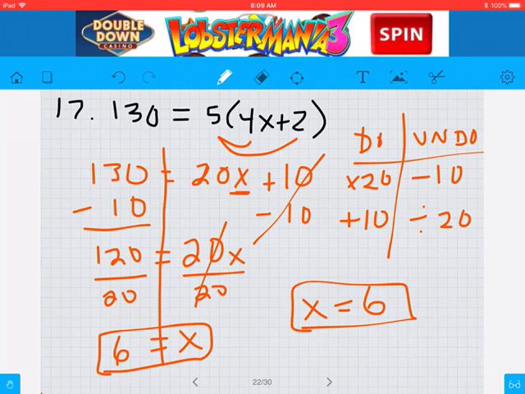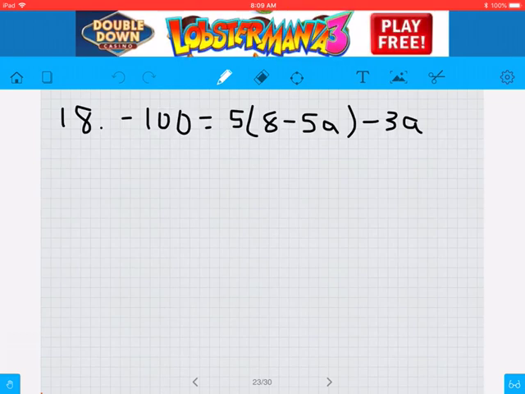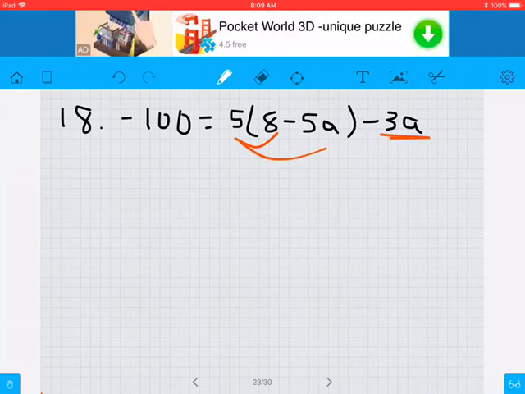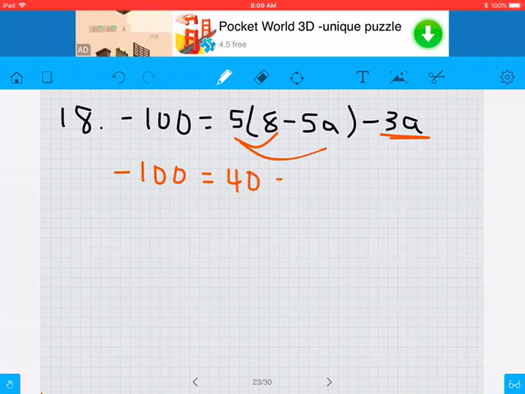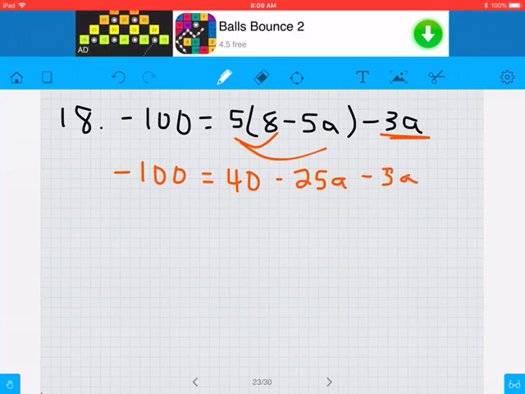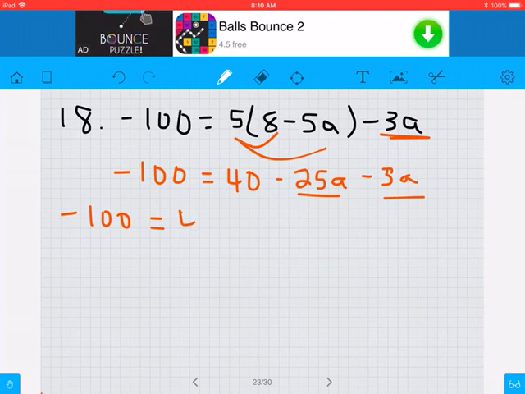Number 18. Same thing. There's actually 2 steps of simplification I've got to do here. I've got to distribute that 5, and then I've also got to combine any like terms that I'm going to have afterwards. So let's go ahead and do that. Negative 100 is equal to 5 times 8 is going to give me 40. Minus 25a minus 3a. So I need to combine my minus 25a and my minus 3a here. I get negative 100 equals 40 minus 28a.